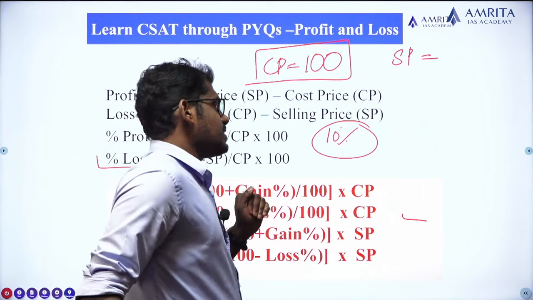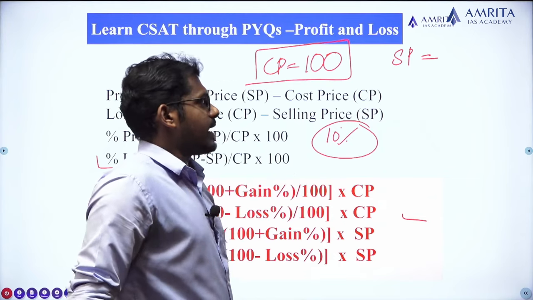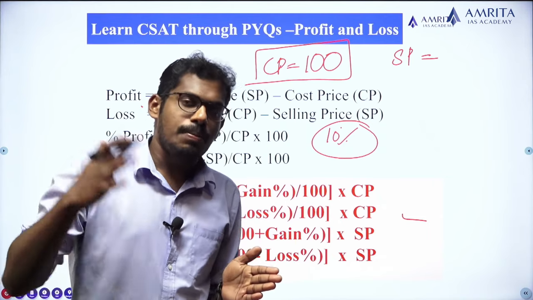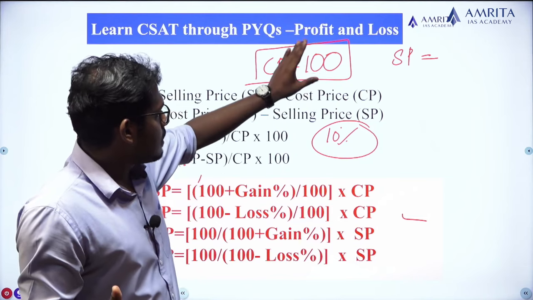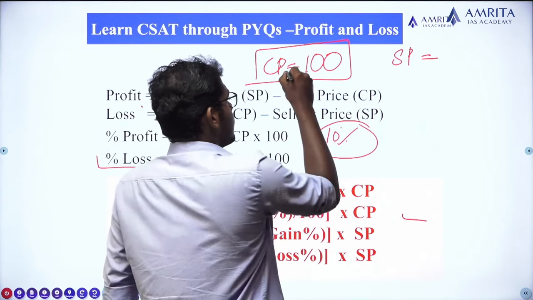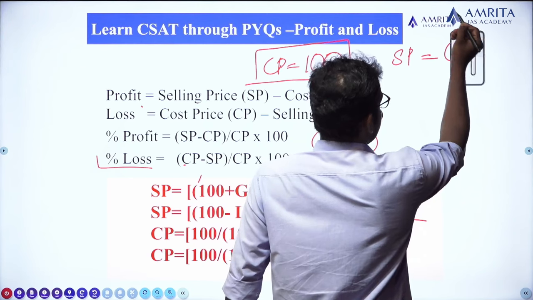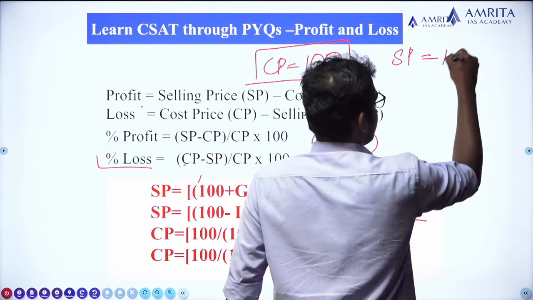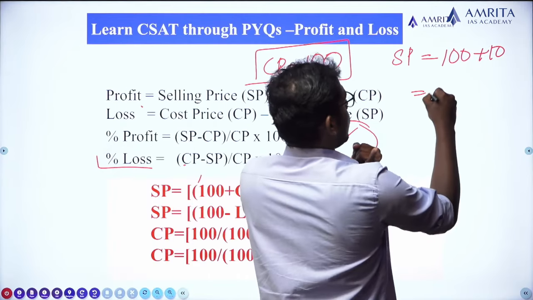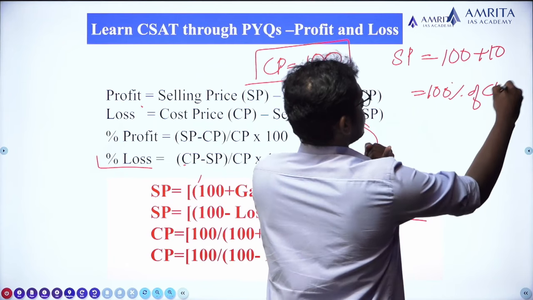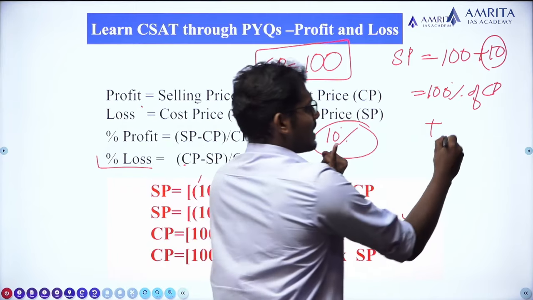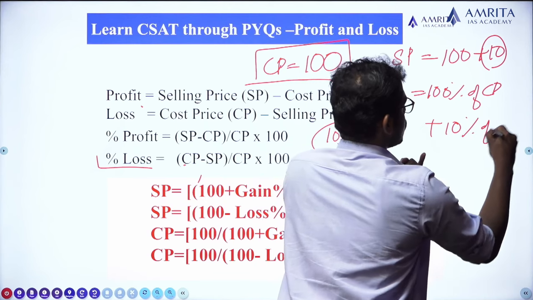Clear? Okay. That is, the selling price is 10% higher than this cost price. Okay, I will explain more. The selling price is 100 plus 10, which we have already obtained. This 100 is actually the 100% of cost price, right? 100% of cost price plus what is this 10%? It is 10 rupees. It is the 10% of cost price.